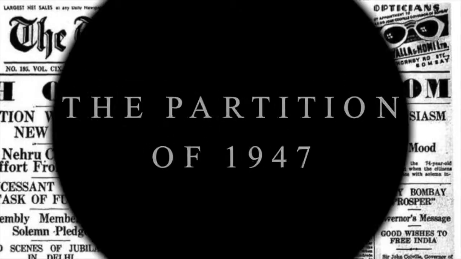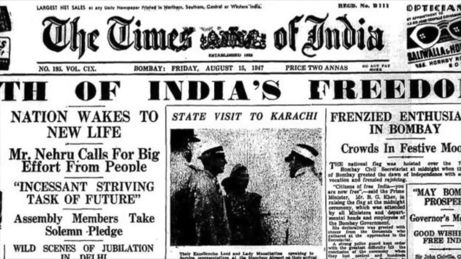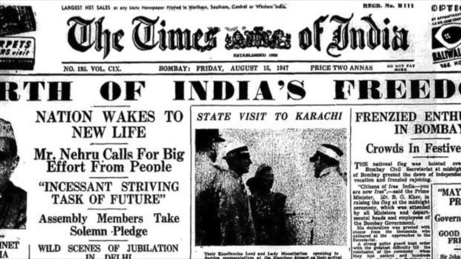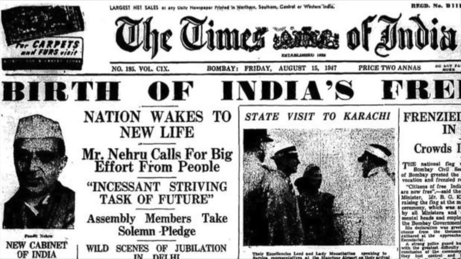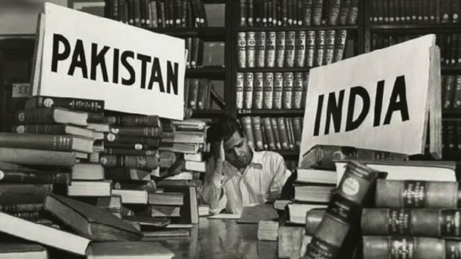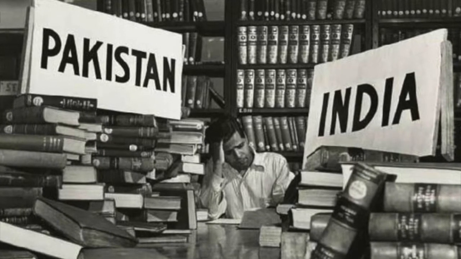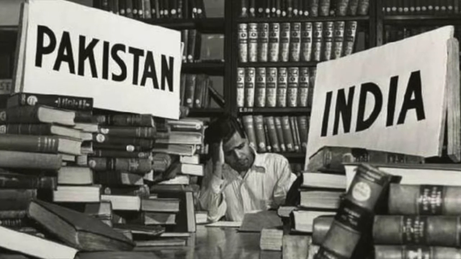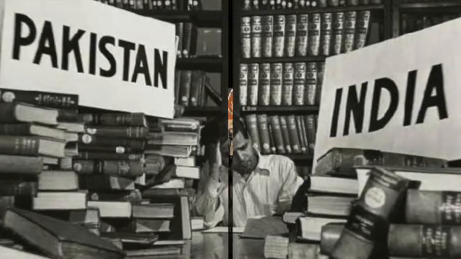The Partition of 1947. The Partition of 1947 was the partition of presidencies and provinces of British India which led to the separation. The partition is a document or treaty that divided the Muslims and Hindus into two different countries, India and Pakistan. The partition was made because of all the disagreements happening between the Hindus and Muslims regarding land and religion disputes.